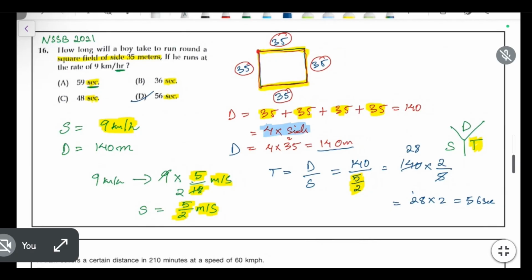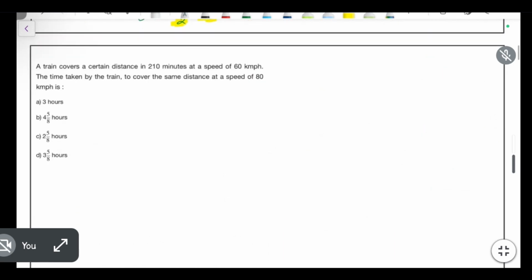2 in hand, 1 in hand, 2 twos are 4 plus 1, 5. 56, okay. I made a mistake there, yes. You can make your correction there if you're making notes. Let's go to the next.